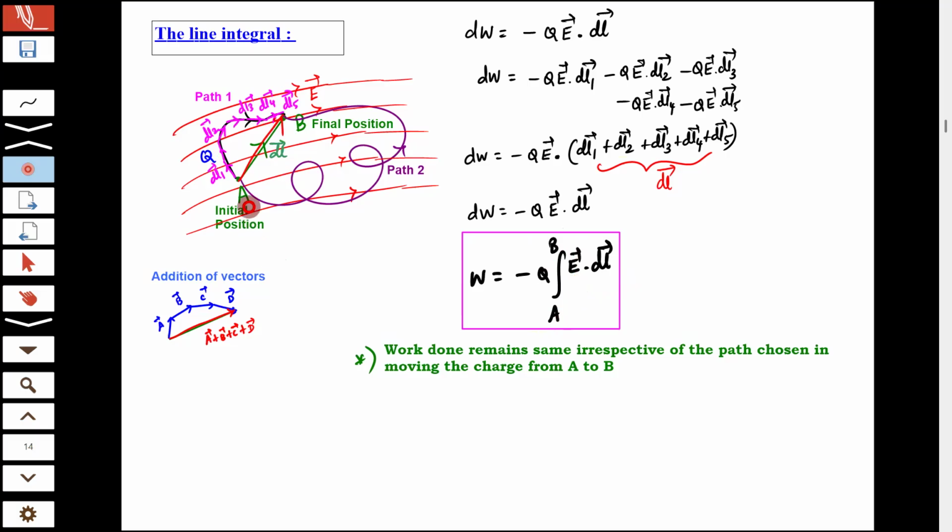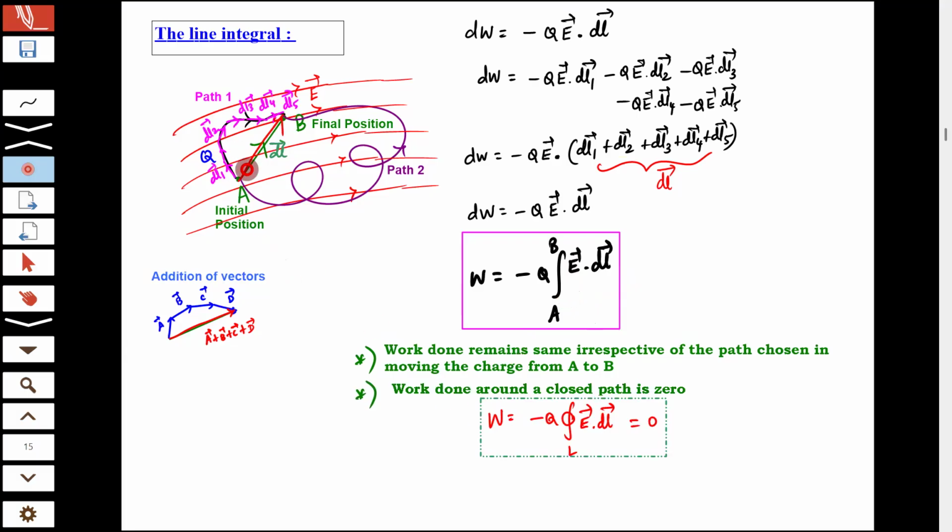And one more thing, if I consider moving the charge around a closed path, meaning the initial and final positions are the same, then the initial and final limits are the same, which is going to give the answer of the integration to be 0. We can conclude that if I take the charge around a closed path, then the total work done around this closed path is 0.